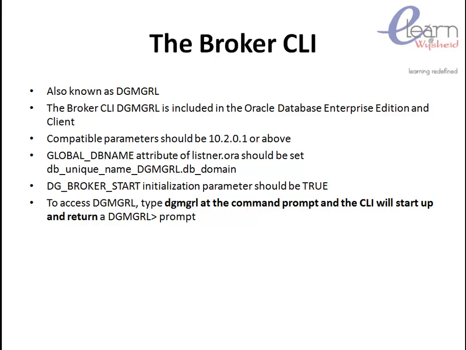And here the important thing is that if you are using the Data Guard broker, then you should have your DB unique name set correctly, and then on the listener.ora you should be having a DB unique name. Global database name should be set in such a way that the global database name equals DB_unique_name_DGMGRL.domain name. For example, if you have a domain called Wysheid and the DB unique name is prime, then the global name will be prime_DGMGRL.Wysheid. Okay. Is that clear?